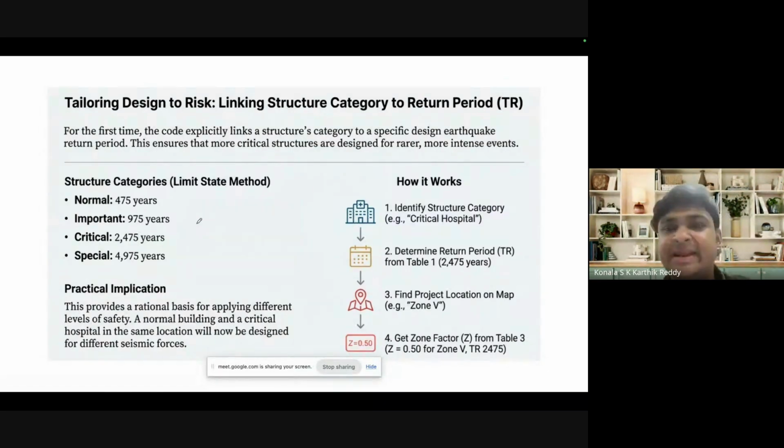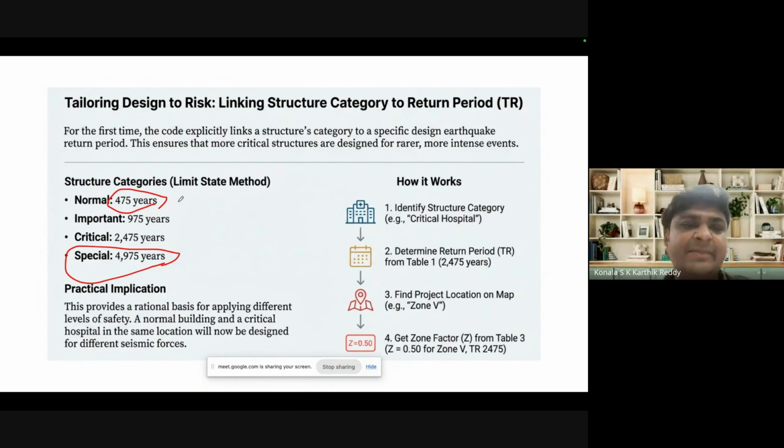Let us say you want to build a dam or something. The dam should, even after a disaster strikes, like your telecom towers, your dams, your bridges and all, be workable post disaster also. For that, you need to have a very high return period. And if you're building some temporary structures like your shed or some temporary warehouses, you can go with a return period of 475 years.